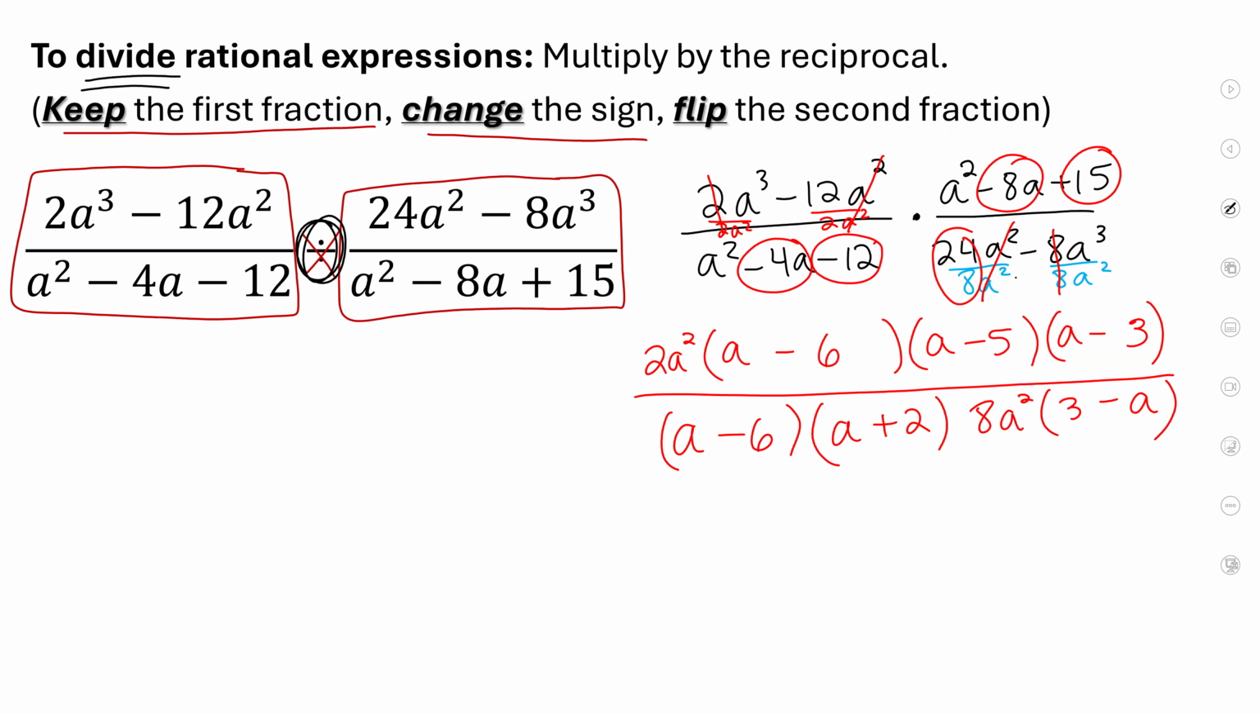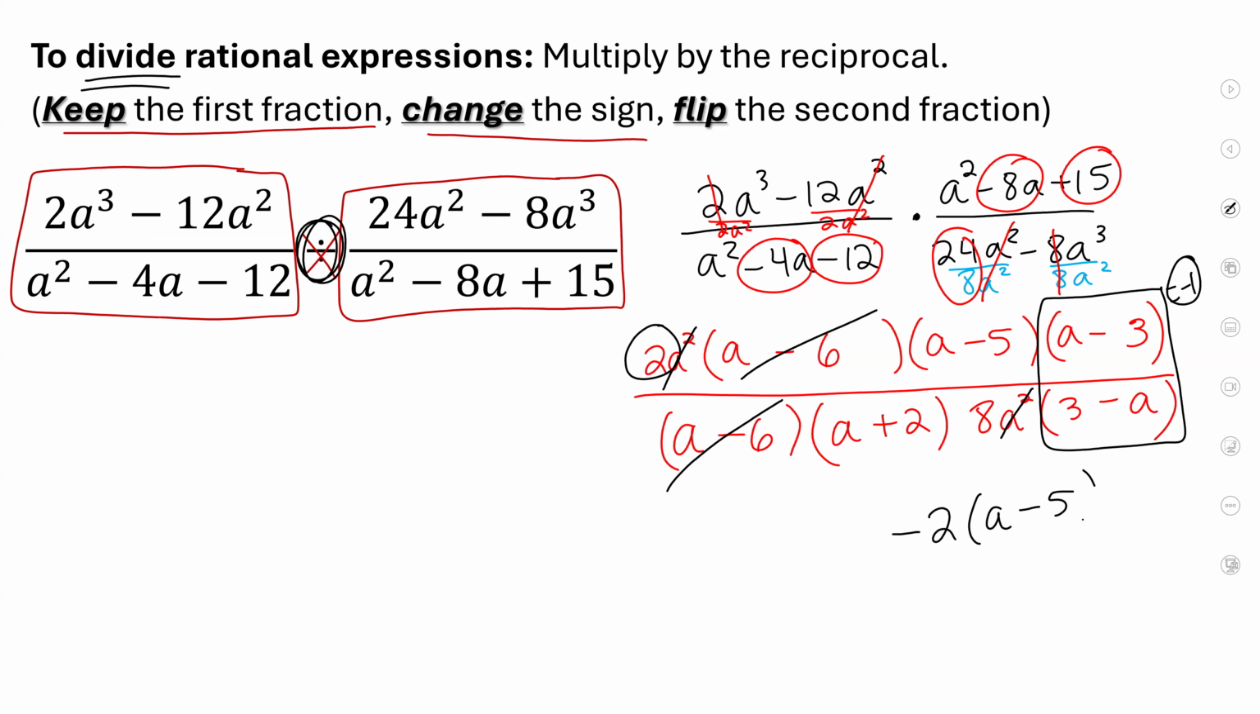We factored. Now all we have to do left is simplify. All right. So those cancel. a squared cancels out with a squared. Yes, this right here will be equal to -1. So I'll put that in the front. I'll have -1 times 2. This is just a -2, a minus 5 over a plus 2. That's your answer.